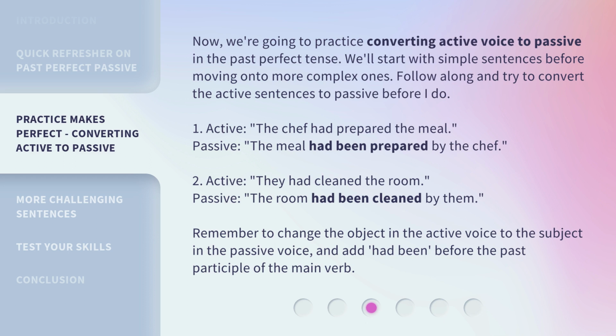1. Active. The chef had prepared the meal. Passive. The meal had been prepared by the chef. 2. Active. They had cleaned the room. Passive. The room had been cleaned by them. Remember to change the object in the active voice to the subject in the passive voice, and add had been before the past participle of the main verb.